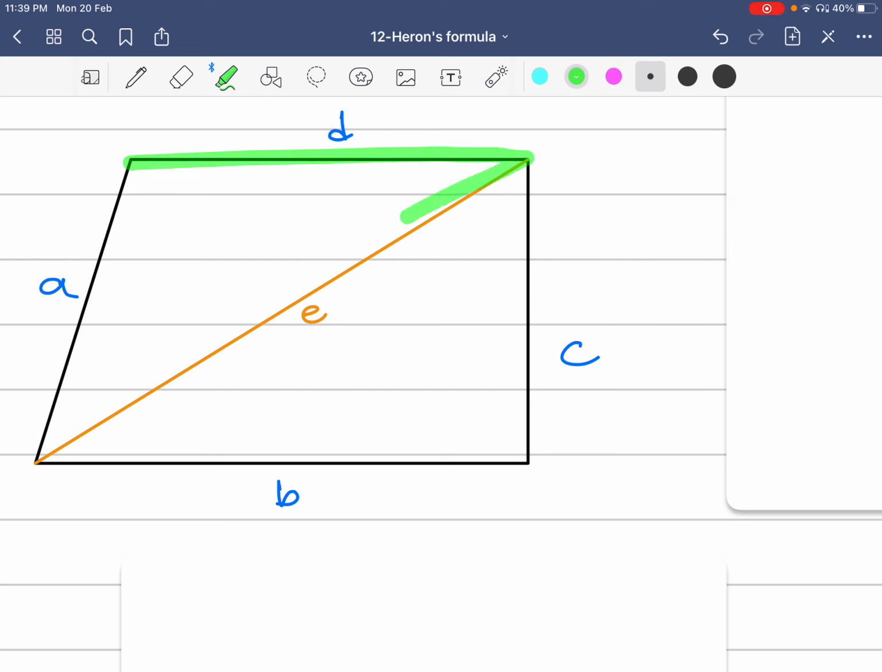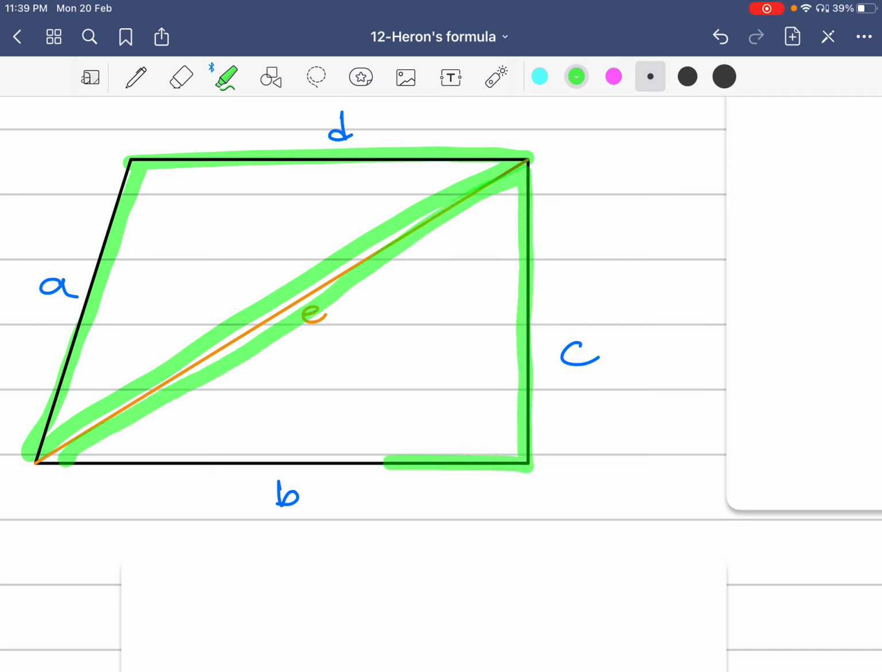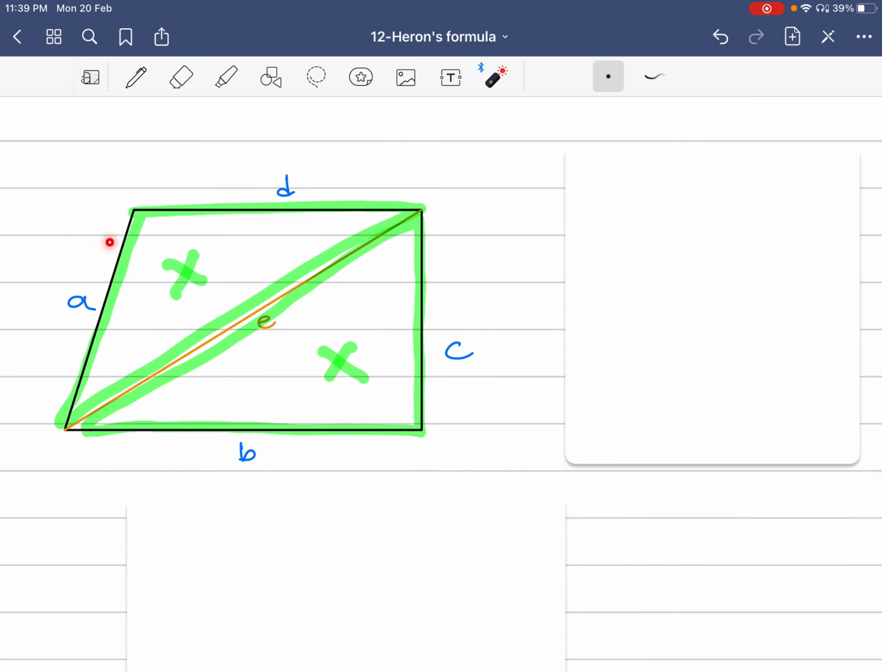This is one triangle. We can again find its area using Heron's formula. And this is another triangle. We can find the area of this triangle also using Heron's formula. And finally, we have to add both these areas of this triangle and this triangle to get the area of the whole quadrilateral. Okay, so very simple, straightforward, and a very intuitive concept that if you have to find the area of a quadrilateral using Heron's formula, then basically divide it into triangles and then add the areas of all the inner triangles. Okay, so this was a very simple quadrilateral that we had.